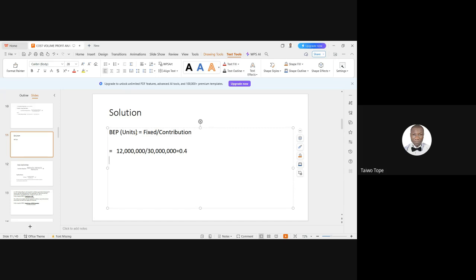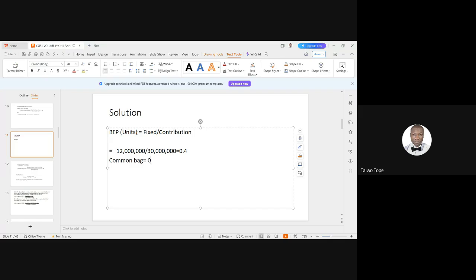So this is the overall break-even point. For the common bag, what will the break-even point be? This is the ratio now.